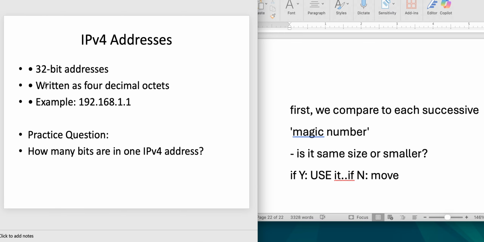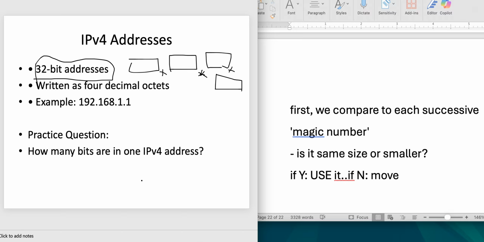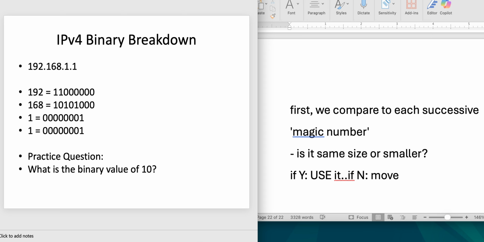Now IPv4 addresses are 32-bit addresses, written in terms of 8 bits dot, and instead of a dot, I'll put an X right here so you can see, another 8 bits dot, another 8 bits dot, another 8 bits. An example, of course, is 192.168.1.1. How many bits are in one IPv4 address? That would be 32 bits. 32 bits are in one IPv4 address. IPv6 is another story. Anyways, IPv4 breakdown.